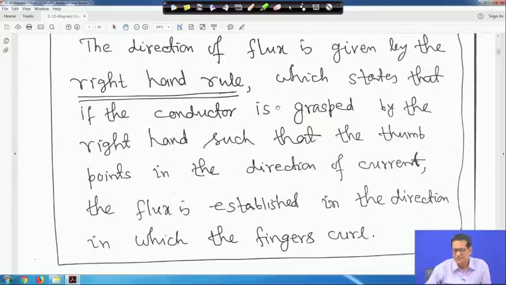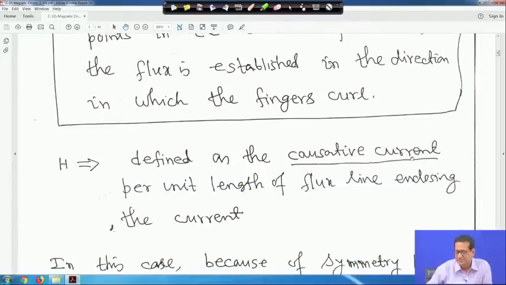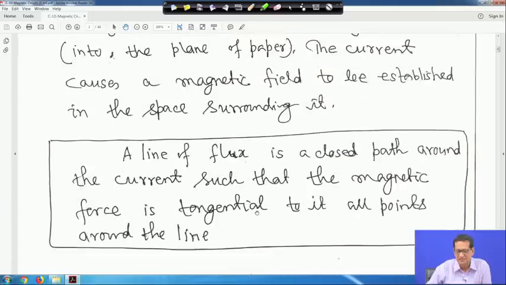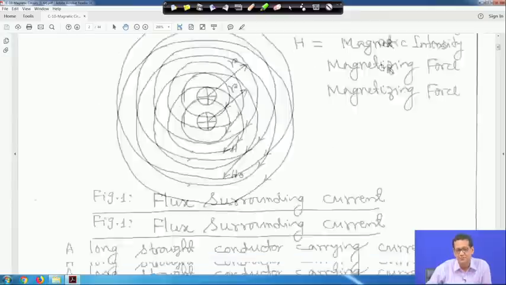The direction of flux, I told you, the right hand rule I just explained. You go through it, whatever I said, same thing. Everything is here. Now H is defined as the causative current per unit length of the flux line enclosing the current, right? We will come later to what the causative current is. In this case, because of symmetry, H is uniform along each flux line. The flux lines are concentric and uniform, so H at every flux line is tangential and uniform, right?